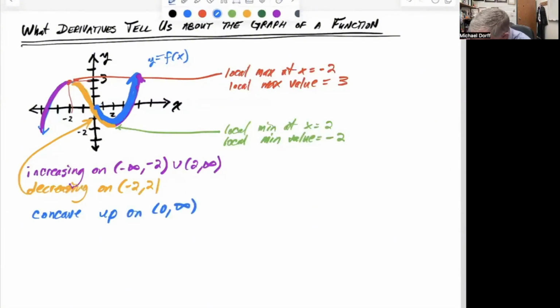And let's see, what color haven't I used? I'll use a dark green here. It's going to be concave down on -infinity to 0, because it's the upside down of a cup. So concave down, all right?